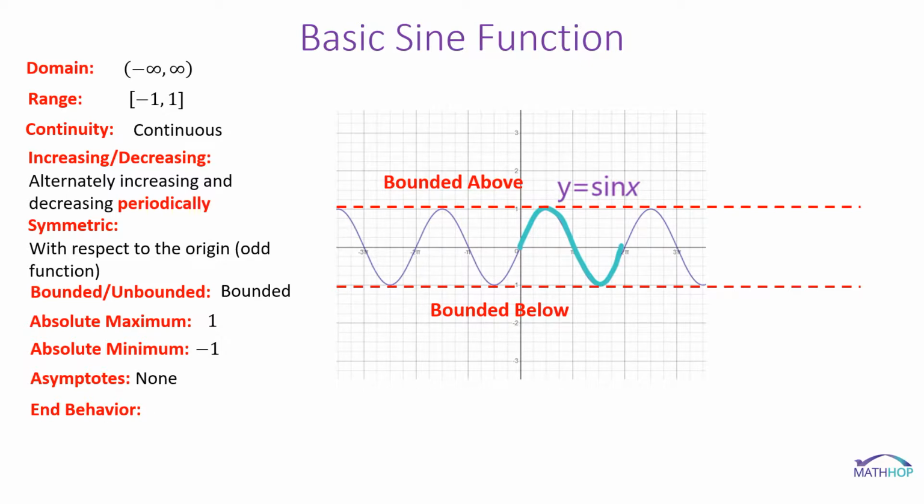And for sine, the limit as x approaches either positive or negative infinity does not exist because the function oscillates between 1 and negative 1. So it doesn't go off and approach some value that it never reaches. It oscillates between negative 1 and 1 throughout the wave.